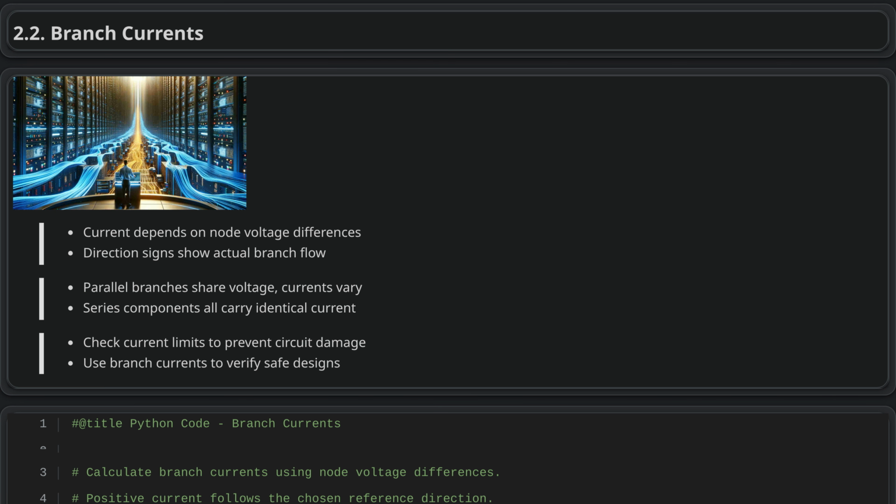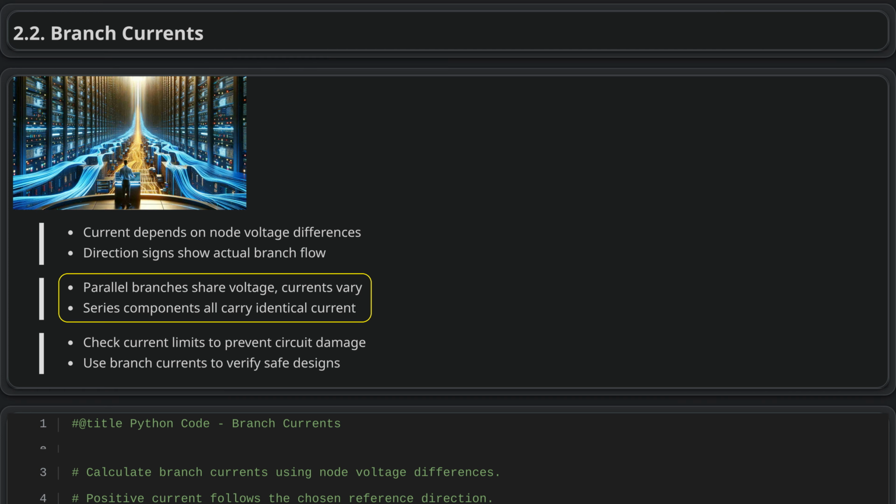Branch currents. Branch current is the flow of electric charge through a specific path in a circuit and helps describe its direct current behavior. Once node voltages are known, currents can be found from the voltage differences across components and their resistance. The chosen current direction is only a reference. A positive value matches that direction, while a negative value means the current flows the opposite way.